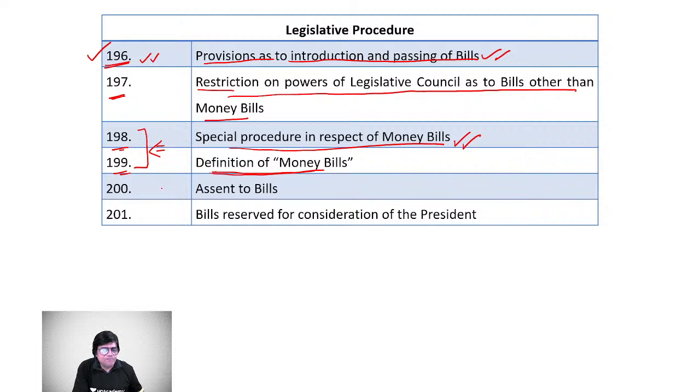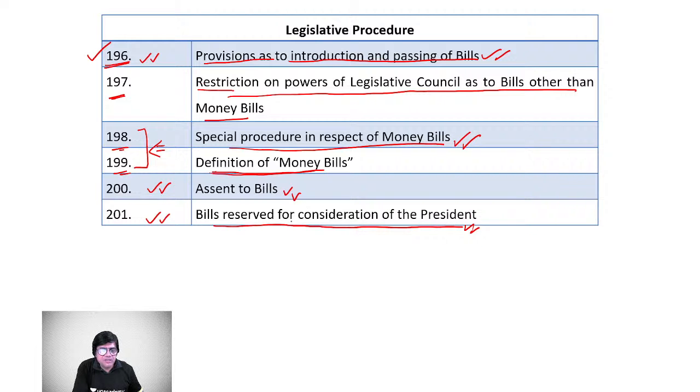Article 200 talks about the assent to the bills. Assent is to be given by the governor to a bill which has been passed by either one or both houses of state legislature. And 201 talks about the bills which are reserved by the governor for consideration of the president.